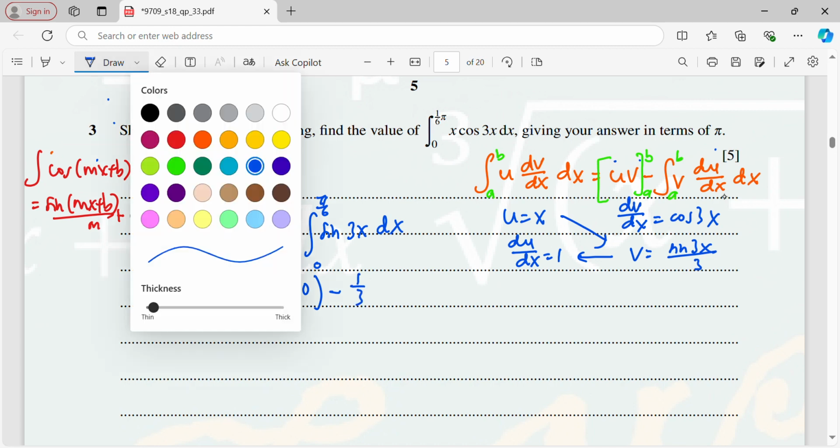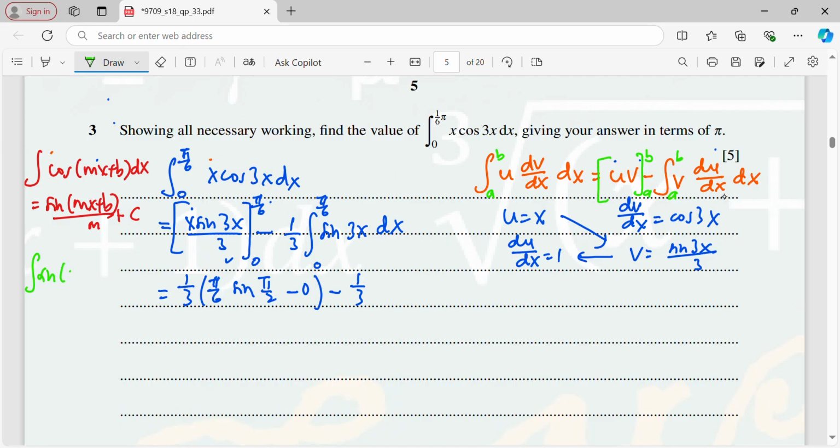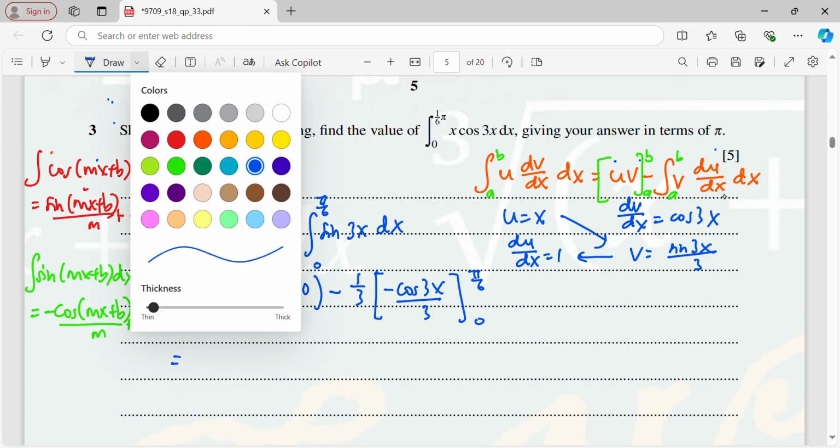Okay, now minus 1 over 3. When you integrate sine, we have another formula. Integrate sine mx plus b dx. So integrate sine is basically negative cos. So this is negative cos mx plus b over m plus c. Okay, so now when I integrate sine 3x, I will be getting negative cos 3x over 3, and together with the limits. So from here, I will be getting sine half pi is basically 1. Here is 1. Therefore, 1 over 3 times pi over 6, that is pi over 18.